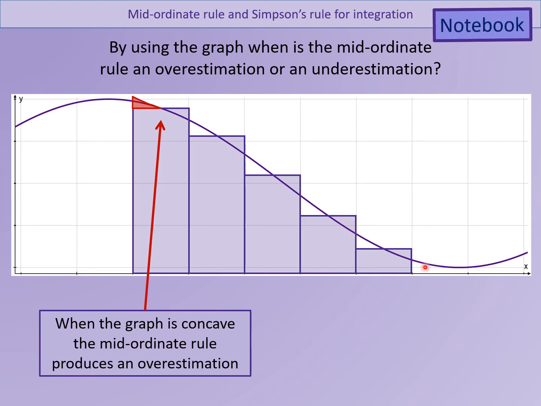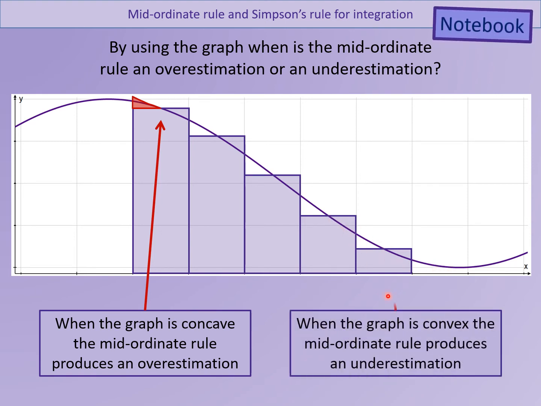Whereas in this section, where it's convex, when it's curving round, we can see the opposite is true. Although we've added this extra bit on and we've missed that part out, we can see that it's an underestimation of what we wanted. The bit we added on was smaller than the bit we actually forgot to add on, or couldn't add on because of the mid-ordinate rule. So it depends on whether it's concave or convex.